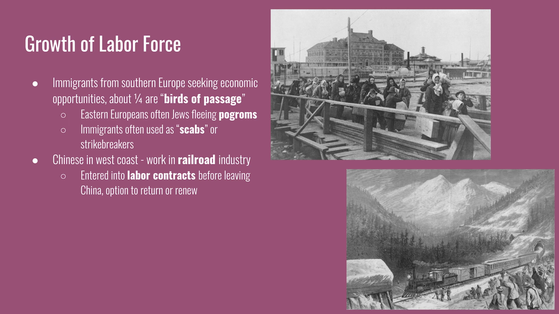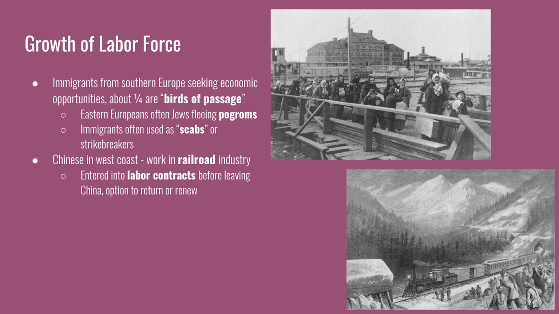Southern Europeans came seeking economic opportunities, a pull factor. Migrants from Italy and Greece fall into this category and make the bulk of the birds of passage. That means that they have intentions of going back to their original country and using the money that they saved up in the United States to improve their lives in their home country.